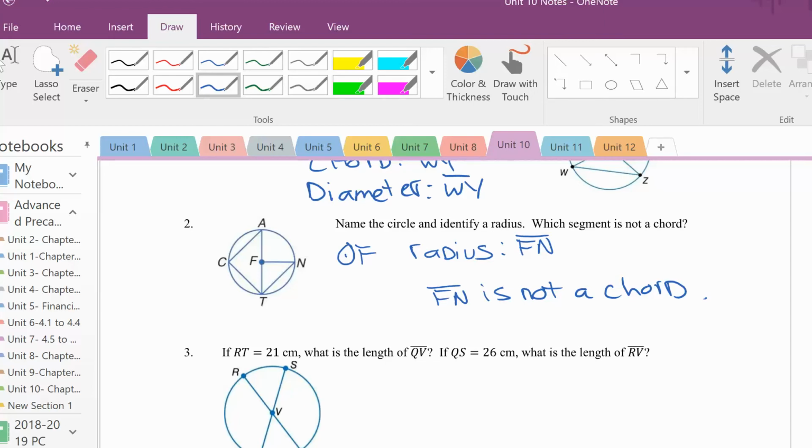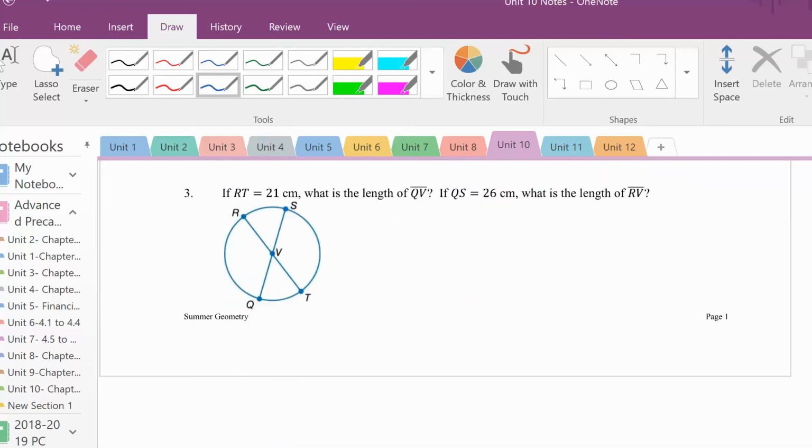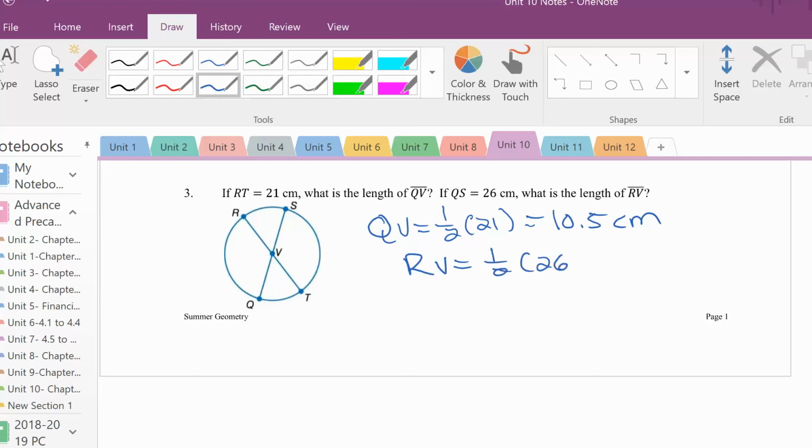So number 3, it says if RT is 21, so the diameter is 21, what's the length of QV, which is the radius? So QV equals 1/2 of 21, which is 10.5. And then if QS is 26, what is RV? RV is 1/2 of 26, which is 13 centimeters.